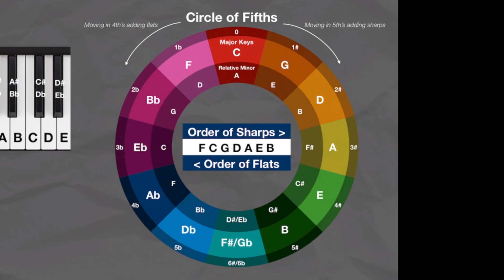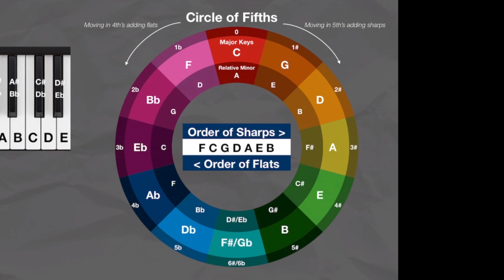Moving the other way around the circle, the key of F has 1 flat, key of B flat has 2 flats, E flat has 3, A flat has 4, D flat has 5, and G flat has 6 flats. Okay? Why is this important? Well, some of you may be wondering, why would he tell me everything about keys, but I don't know what notes are in what key?